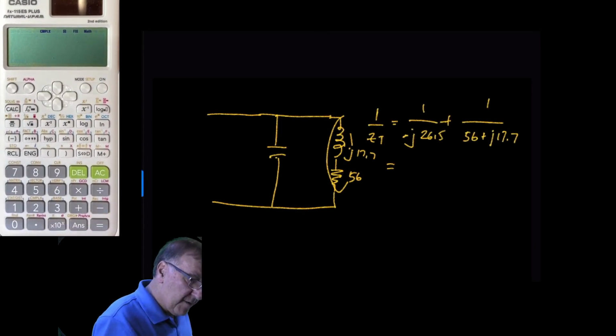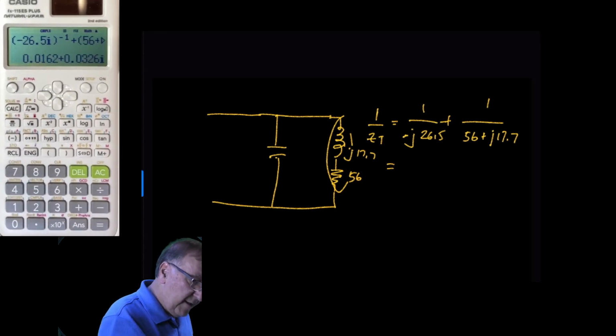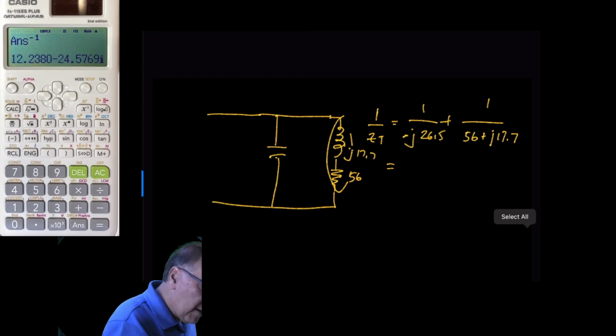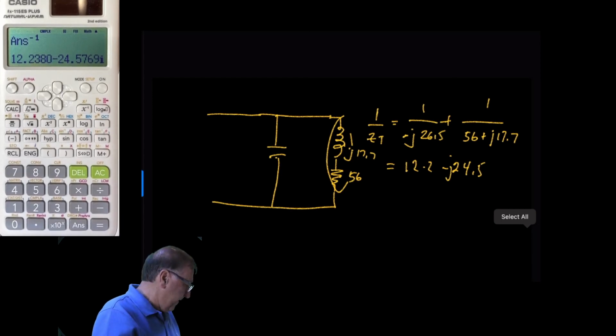And that equals, and then to get the impedance, we have to invert both sides. We'll invert that again. So that equals 12.2 minus j24.5 ohms. So there's your answer.